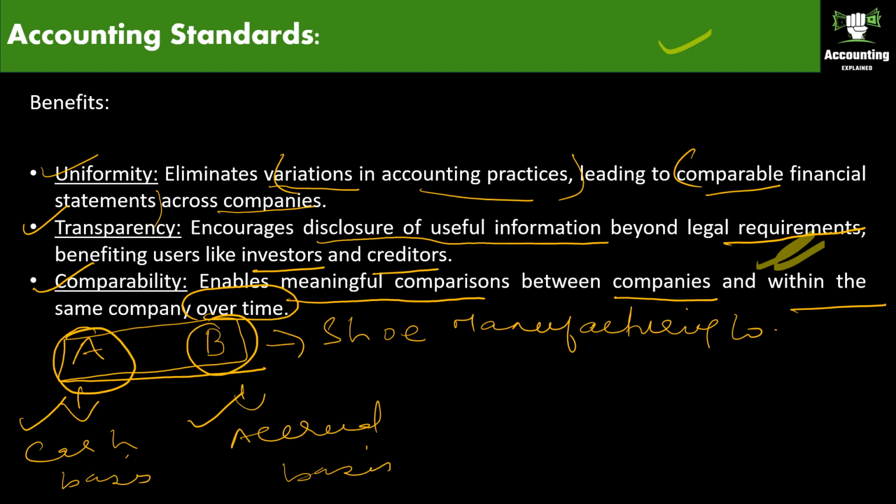So in essence, we can say uniformity, transparency, and comparability are the essential building blocks of reliable and informative financial reporting. They all work together. These three all work together to provide a clear picture of the company's financial health, allowing investors and creditors to make sound investment and lending decisions.